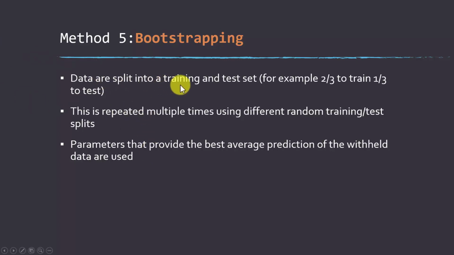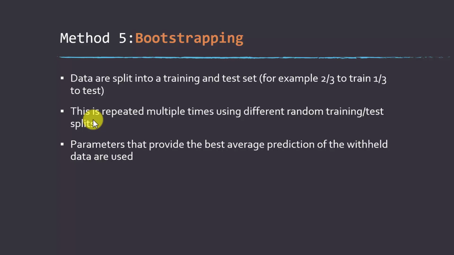The data are split into a training and a test set. Again, 2/3 and 1/3 are common. This is repeated multiple times using different random training-test splits. So again, with k-fold, you've got separate sets of data, and you're not reshuffling them. With bootstrap sampling, you are reshuffling them each time. And again, you're just going to use the one that provides the best prediction of the withheld data from the bootstraps. You can think about this as random sampling with replacement.